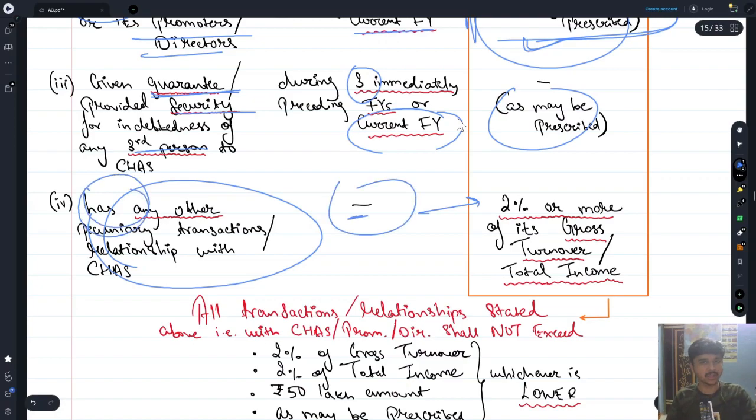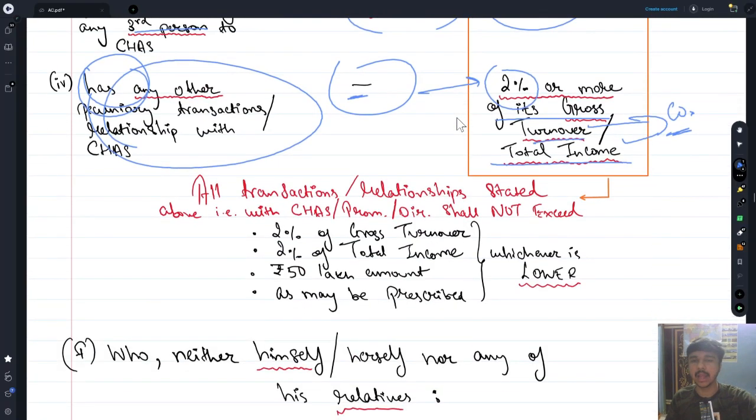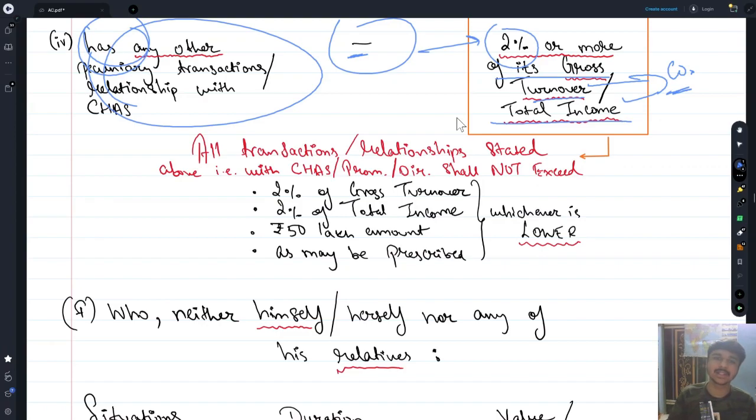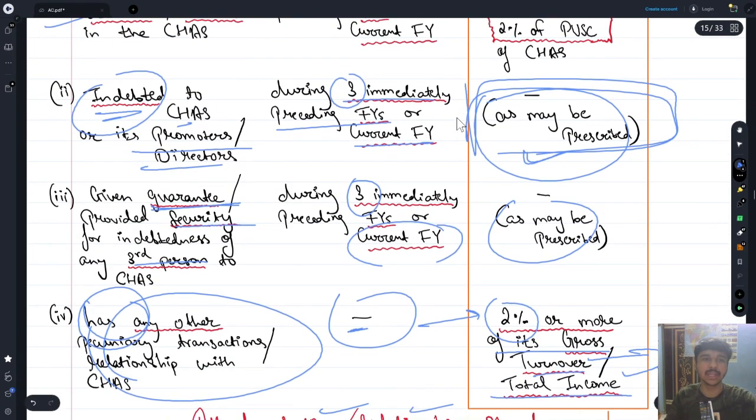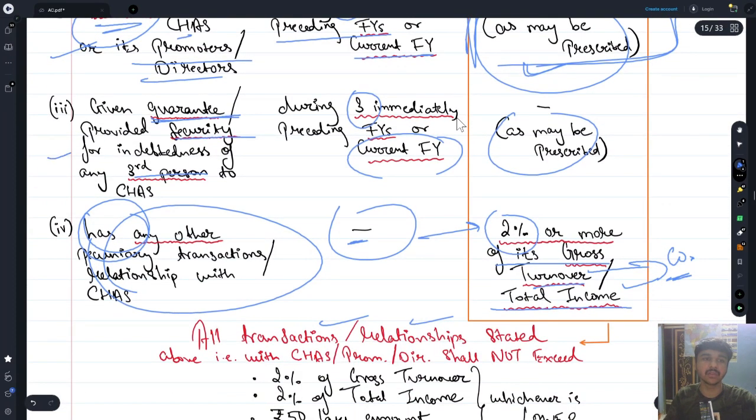So if he has no pecuniary relationship currently going on, it's okay. But if he has, and the value is 2% or more of its gross turnover or total income, of whom? Of the company, right? Then you are not an independent director. And LODR has also stated that all these transactions or relationships that we have stated above, that is, first is securities holding, second is loan taking or borrowing, third is giving guarantee for some other loan, and fourth is any other relationship.